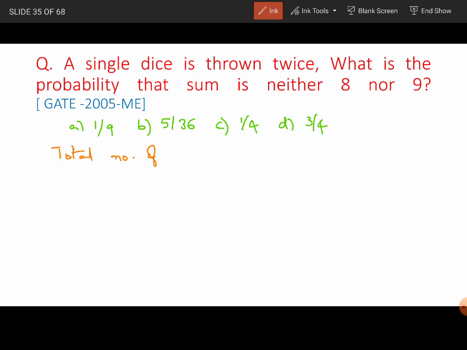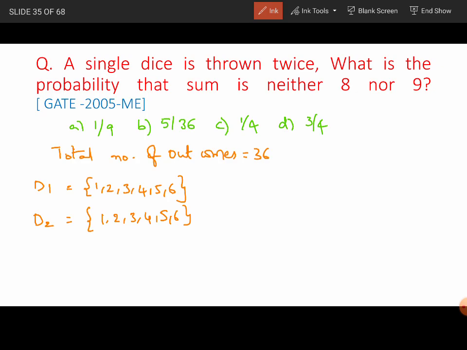Total number of outcomes is 36. 6 power 2, 36. Now the outcomes, or the sample space, will be the same if one dice is thrown twice or 2 dice are thrown. So when we throw the dice for the first time, I may get 1, 2, 3, 4, 5, 6, any one of the outputs. And when I throw it the second time, 1, 2, 3, 4, 5, 6.